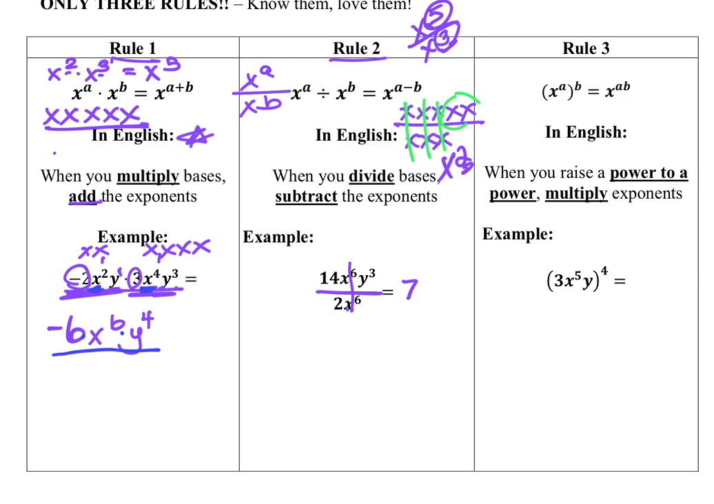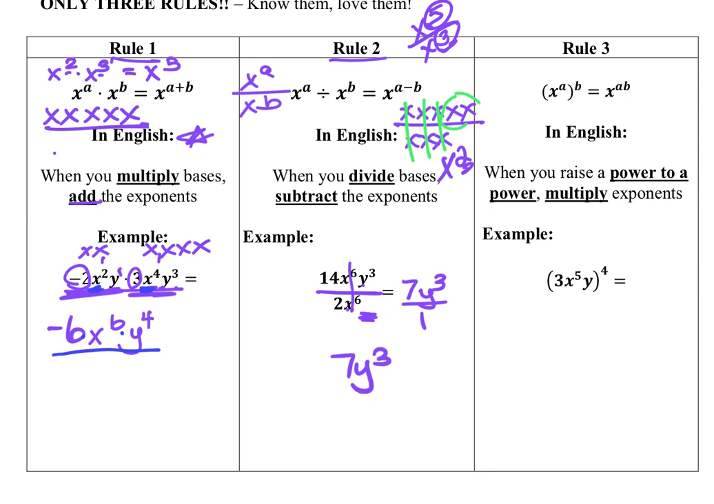So it's 7 times 1. You can write that if you want, but I don't. And then y to the third is up on top here. So y to the third has nothing to divide. There's no y in the bottom. So that stays where it is at the same time. So you could write it like that, or 7y to the third.